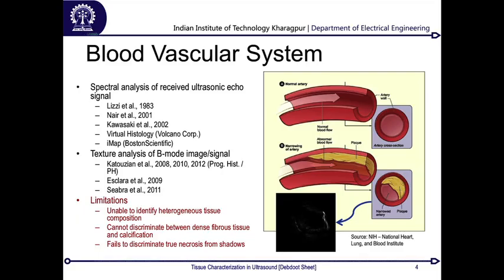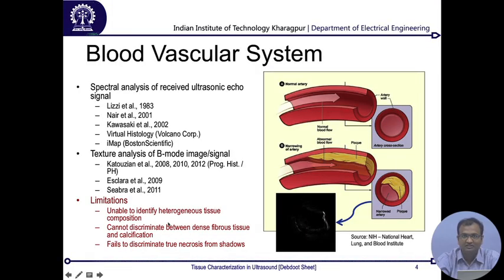Now how do you discriminate between a shadow and a true necrotic region? This is another challenge which has not been solved in any of them, because visually they look pretty much similar to each other. So with these challenges is what I would be discussing, basically a series of papers, but a major contribution from one of the papers.